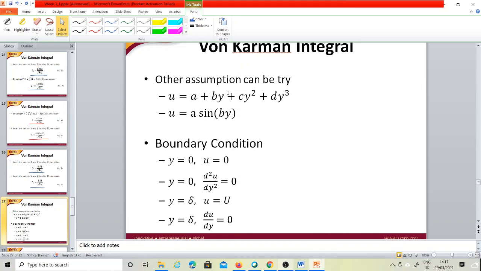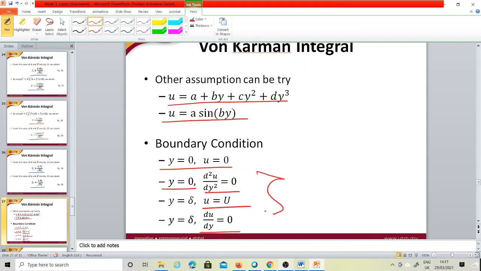So we can consider other assumptions, like u is a function of y. This could be any type of expression, any type of equation actually. And the boundary conditions you should know are always the same: at y equal to 0, small u is 0. At y equal to 0, d square u by dy square should be 0. At y equal to delta, small u should be capital U, and at y equal to delta there will be no change in the velocity gradient. These boundary conditions are always the same.